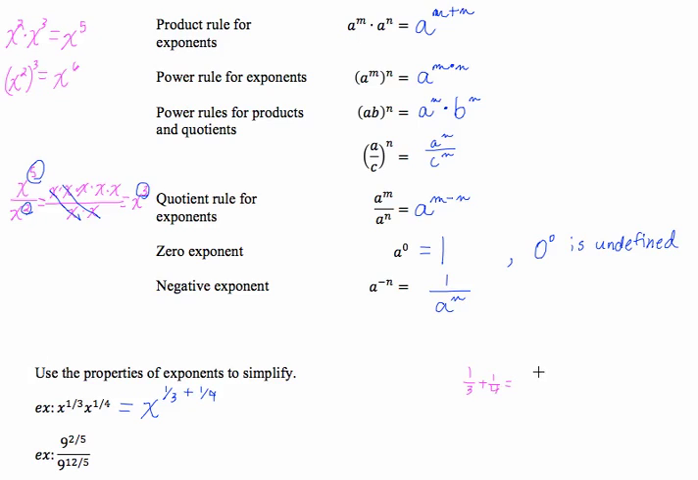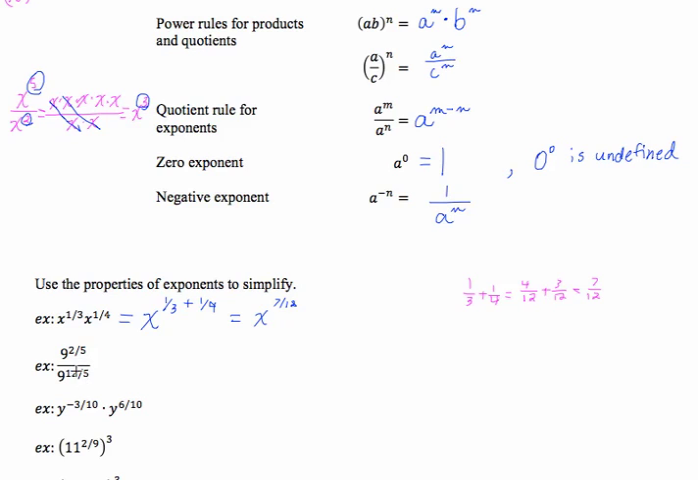Let's see, we would need a common denominator. How about 12? 1/3 could be written as 4/12. 1/4 could be written as 3/12. So 4/12 plus 3/12 would equal 7/12. So coming back over here, this is x to the power of 7 over 12.